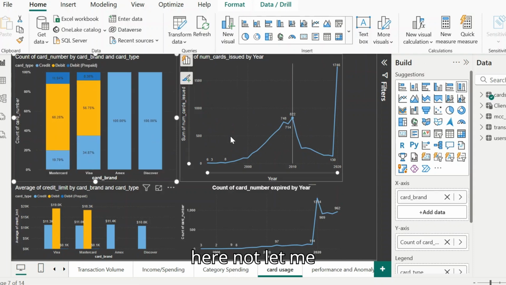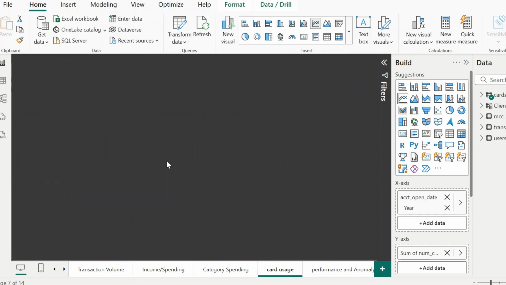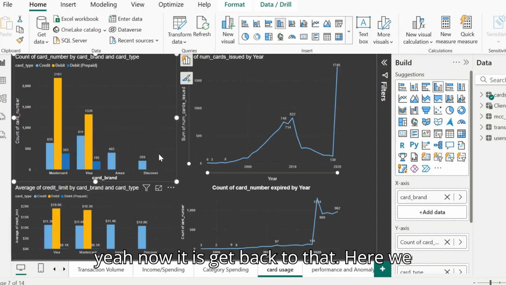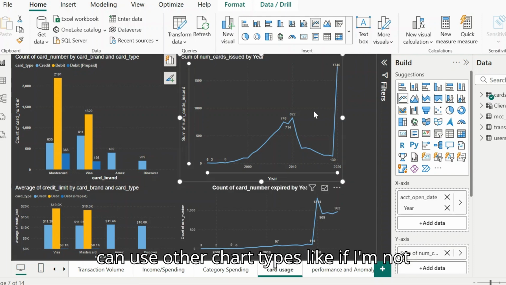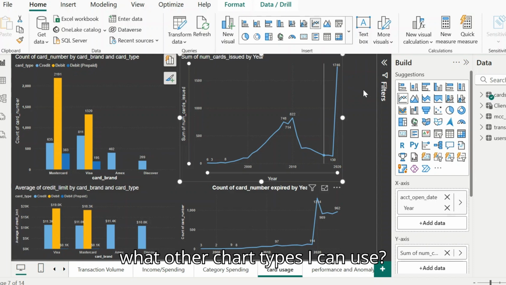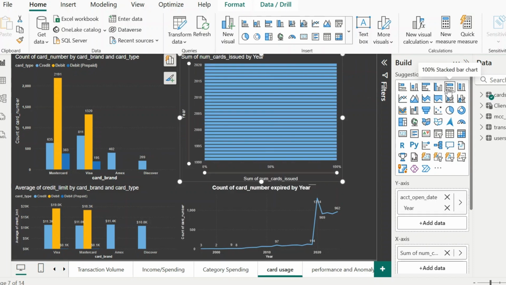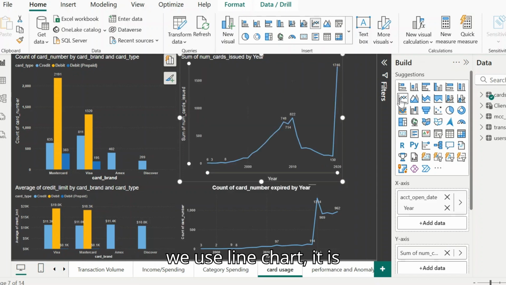Yeah, now let me get back to that. Here we can use other chart types. If I'm not interested in using the line chart here, what other chart types can I use? Let's use bar charts. We cannot see what is happening right here. Nothing is clear with bar charts, but if we use the line chart, it is very much clear.